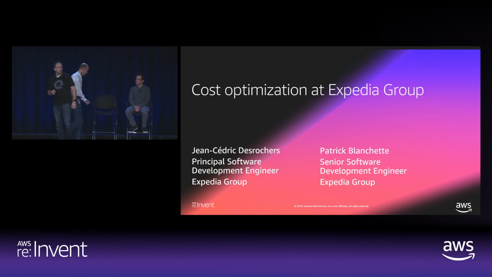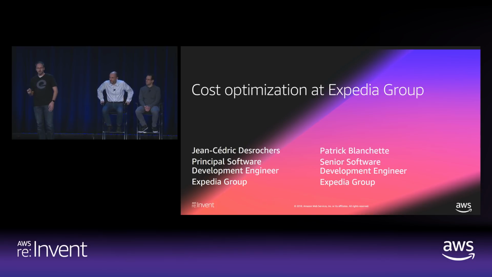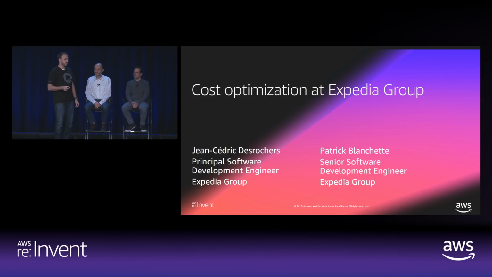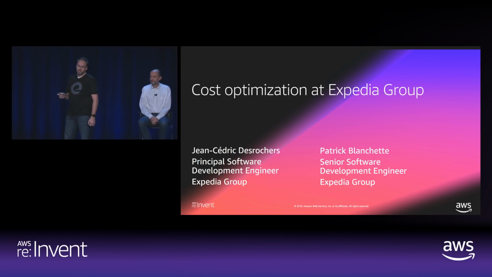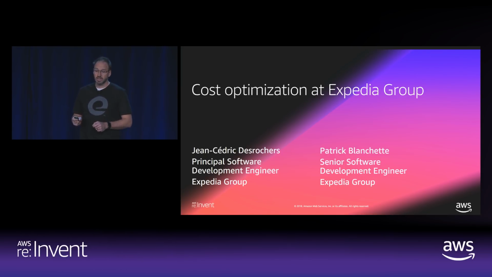Thank you, Konstantin. So good evening, everybody. I'm very happy to be here today to talk to you about the cost optimization work that we have done at Expedia. So as it was announced last year right here at re:Invent, we at Expedia are all in on AWS. The challenge we face was the following. How can we move quickly but safely to the cloud?